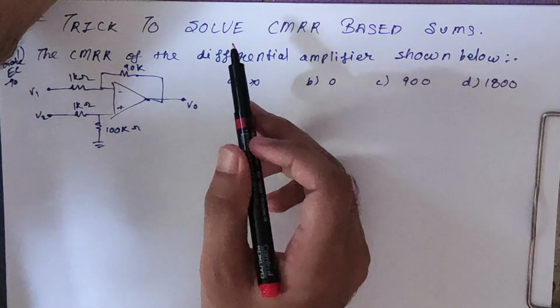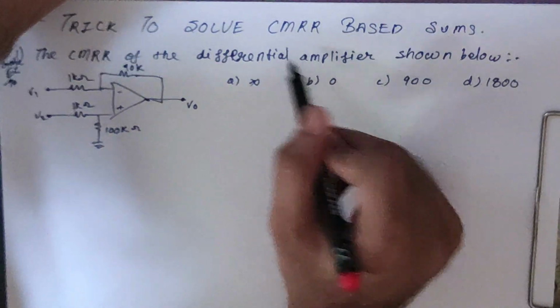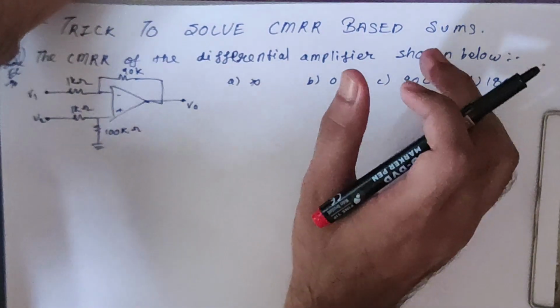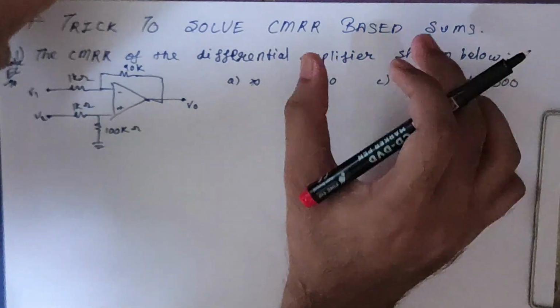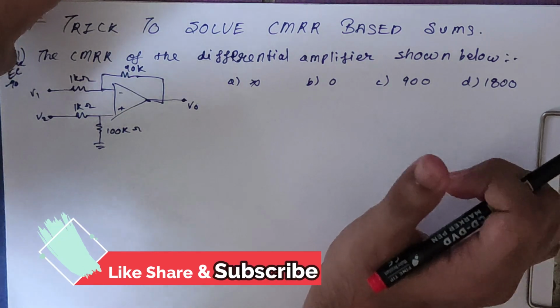Hello friends, today we are going to see the trick to solve CMRR based sums. We all know these CMRR based sums are the lengthiest sums that we used to solve in the analog electronics subject, okay? But what if I give you one trick by which you can solve this type of sum in just 30 seconds? Interesting, right? So let's see with the sum.